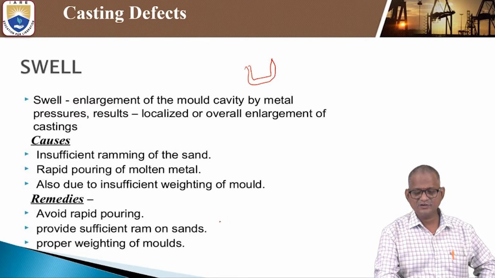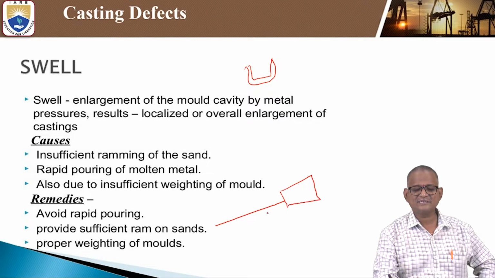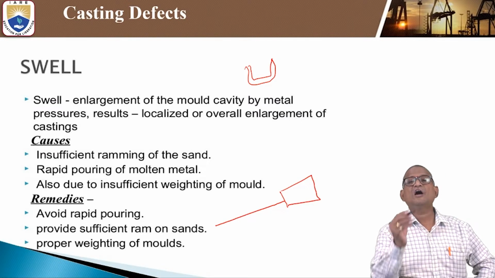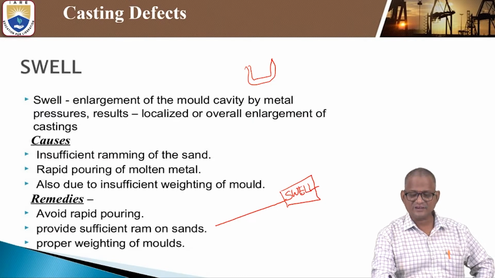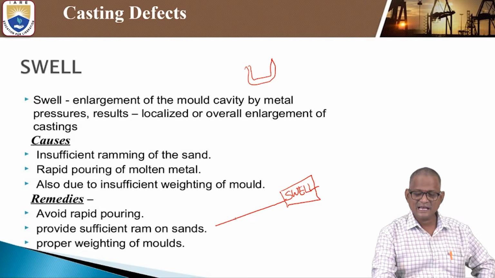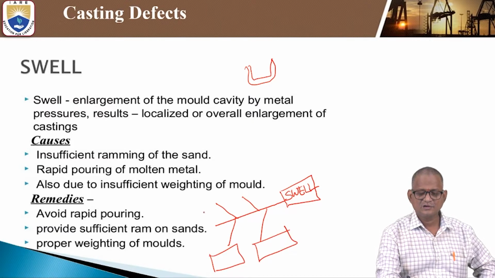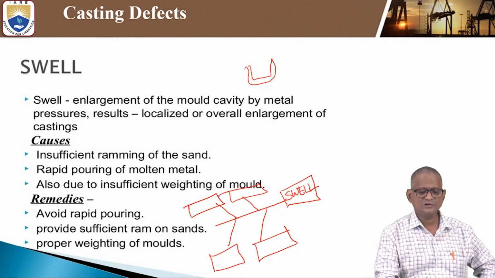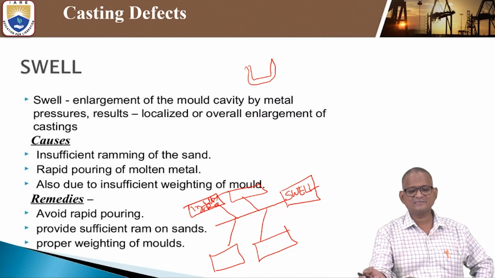Already I told you that all casting defects can be explained with the help of the cause and effect diagram, or Ishikawa diagram, or fishbone diagram. In this case, let us see swell as the casting defect. What are the important causes for swell? There are 4. First, insufficient ramming of the sand, which will cause swell.